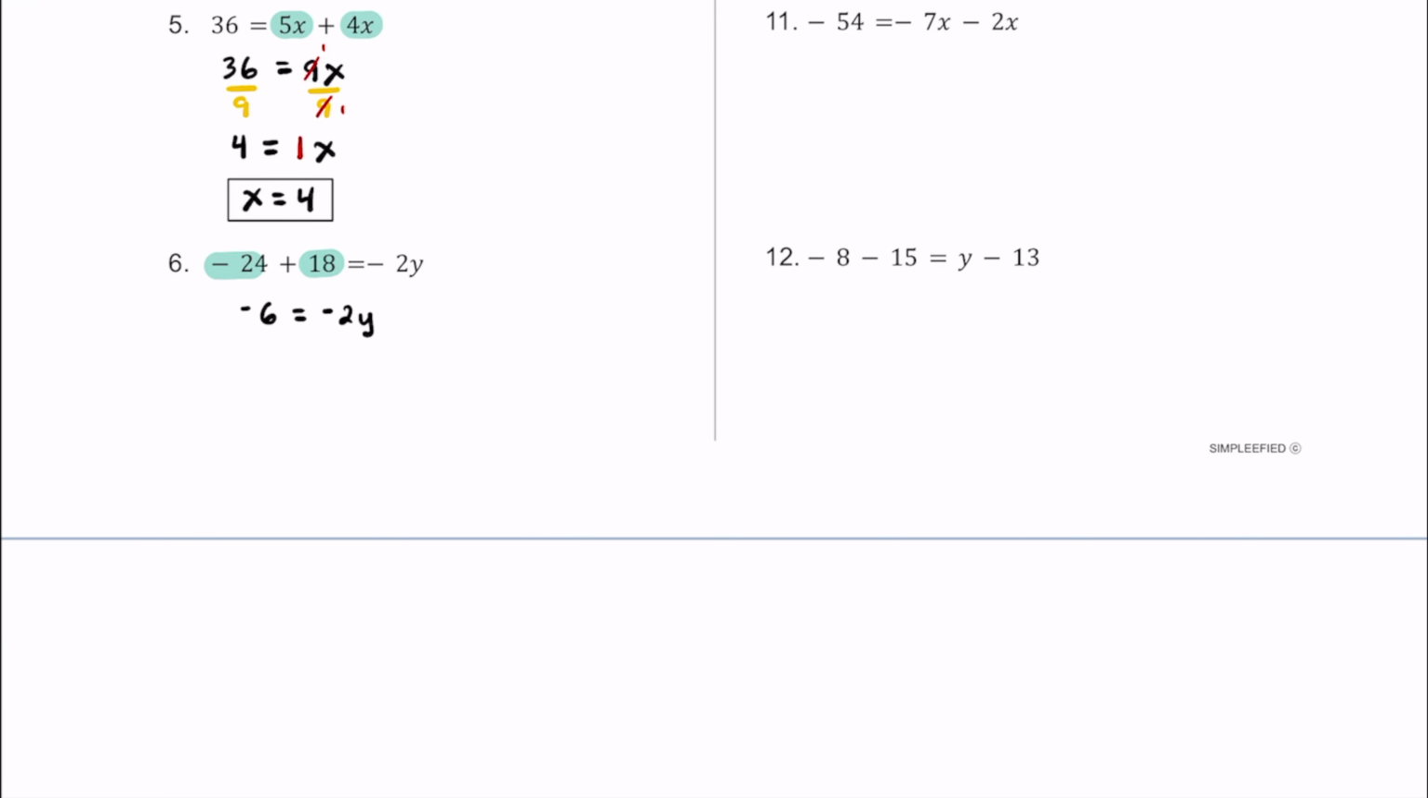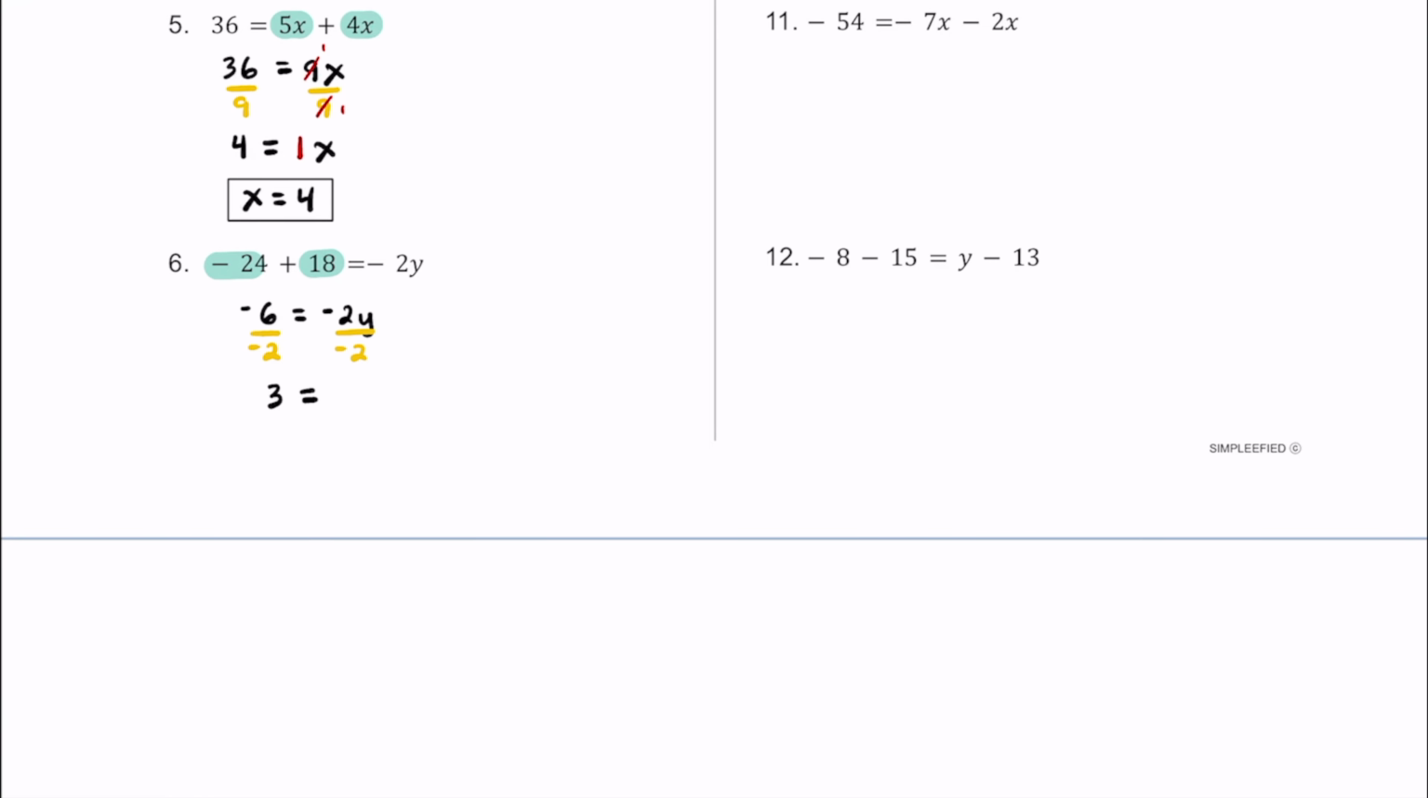Now we have negative 2 times something is equal to negative 6, so we're going to go ahead and use the division property of equality and divide both sides by negative 2. On the left side of the equation, negative 6 divided by negative 2, that's going to equal positive 3. A negative divided by negative is a positive.